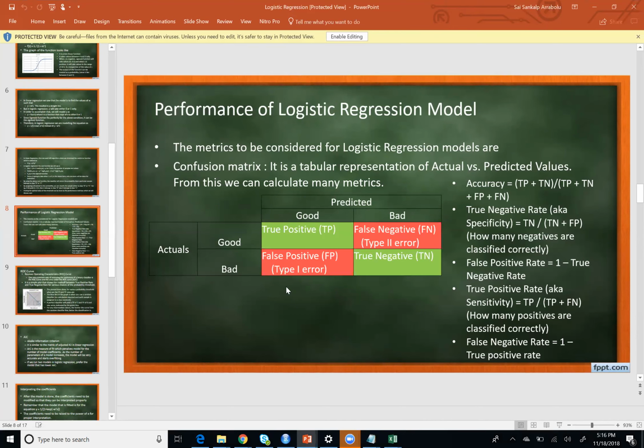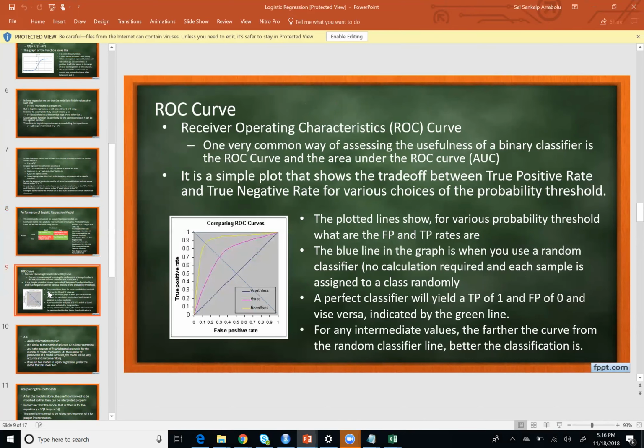The reason we do that is covered in the next slide. ROC stands for receiver operating characteristics. Let me expand this a little and go to full screen.